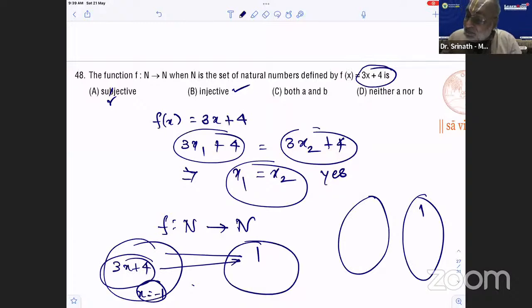So if 1 is left out here in the codomain, that means 1 is not having any pre-image, so it can't be onto. Onto means every element should have a pre-image, but 1 is not having a pre-image, so it can't be onto. So it is not surjective, it is only injective. I hope you have followed this.